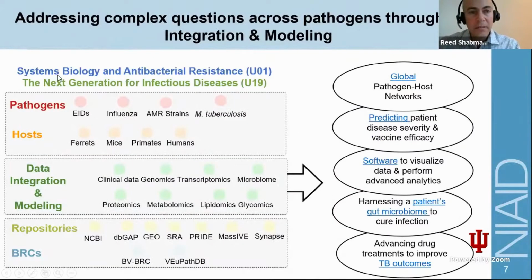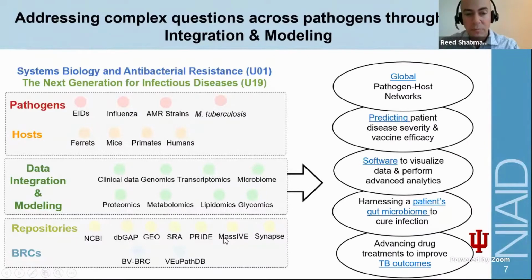I think this group doesn't need to see this slide, but we do want to address complex questions through data integration and modeling. So we're interested in all different types of data: clinical data, genomics, transcriptomics, microbiome, proteomics, metabolomics, lipidomics, glycomics. How do we integrate all this data to make outputs where we can look at pathogen host networks, predict patient severity, develop software, harness patients' gut microbiome to cure infection and understand that a little bit better, and then maybe advance drug treatments.